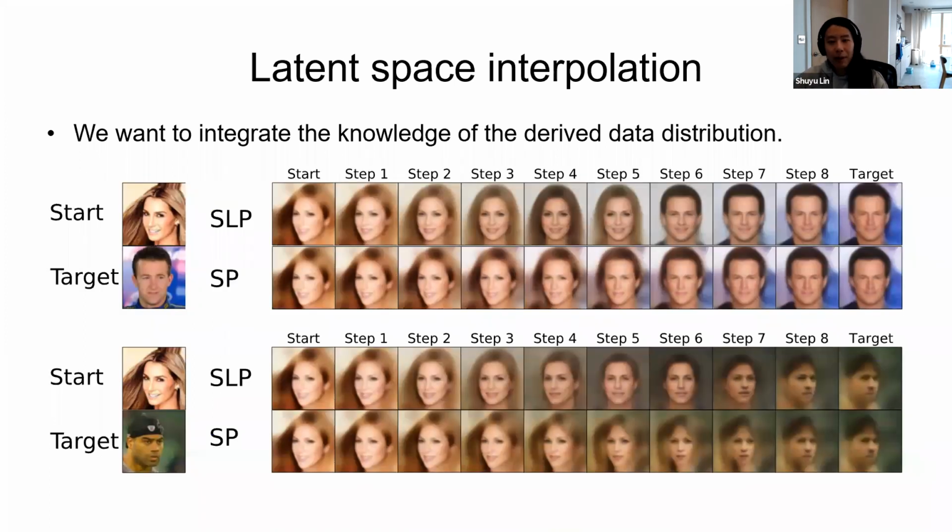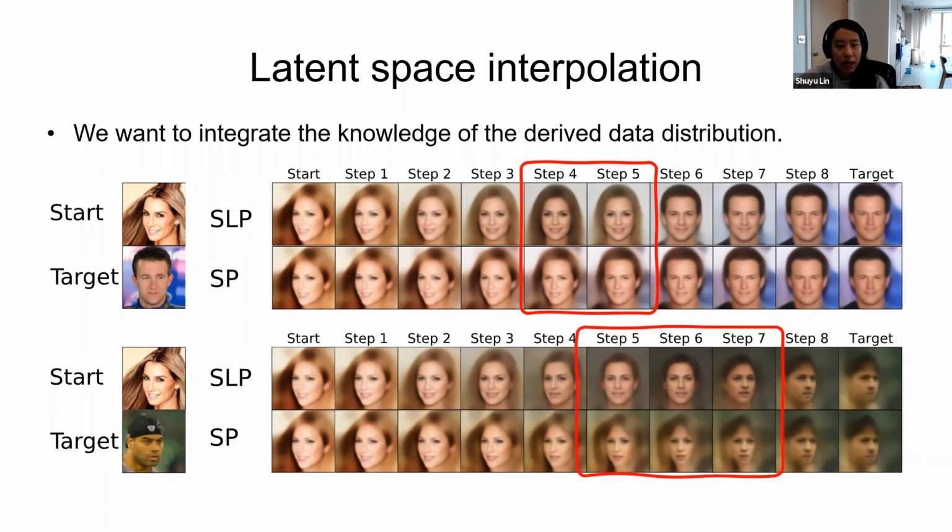So we can also apply this to much more complex data like human faces. Then you can see almost similar behavior. The top row is using the interpolation with respect to the data distribution in latent space. Then you will have a smooth transition from the start sample to the target sample, and all the samples generated along the path are realistic.